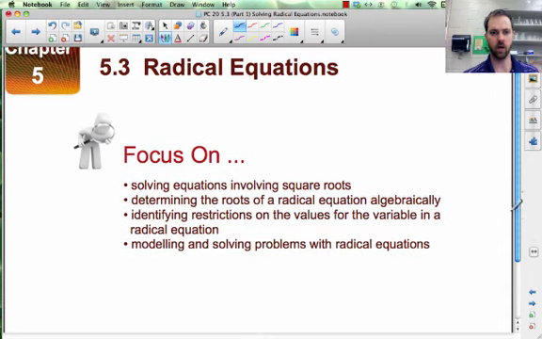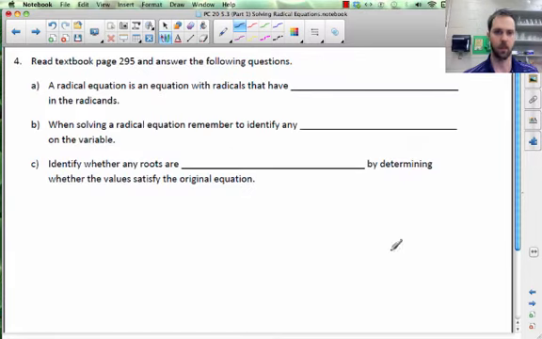Okay, so hit pause, take your time, give this a little read. This is what we're going to be doing today. Page 295 will help you answer these blanks. So, hit pause, go back, fill them in, and then move on to the next page.